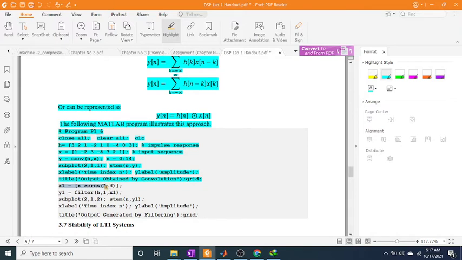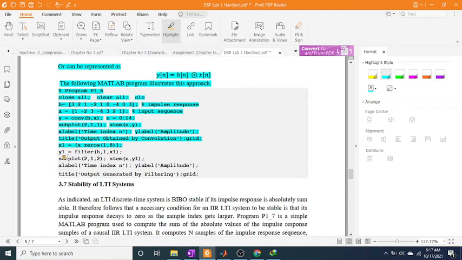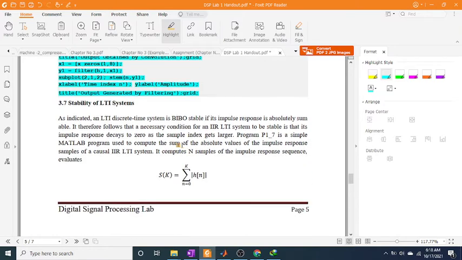x1 = [x zeros(1,8)]; y1 = filter(h,1,x1); subplot(2,1,2); stem(n,y1); xlabel('Time index n'); ylabel('Amplitude'); title('Output generated by filtering'); grid.